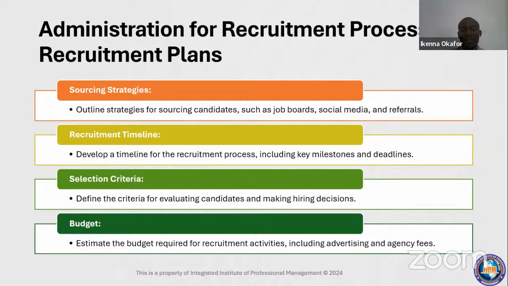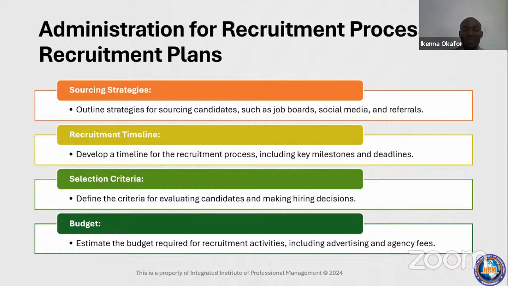Recruitment timeline: develop a recruitment timeline. Don't just say, I need a tech person that knows how to use C#, and I need, and I need. There should be a timeline you want to close out on. That will also help you gear up the recruitment process.